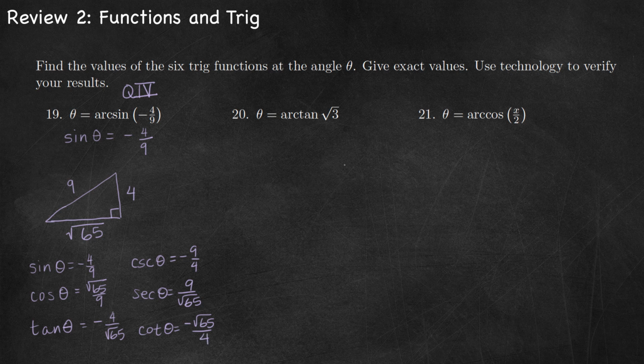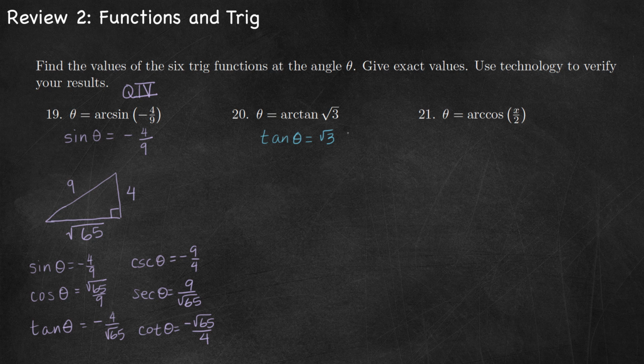Number 20, theta equals arctan root 3. Now we can approach this a couple different ways. This is actually a special angle. I recognize root 3 as one of my special trig values. If theta equals arctan root 3, I know that tan of theta equals root 3. So you might just remember what angle theta has a tangent equal to root 3.